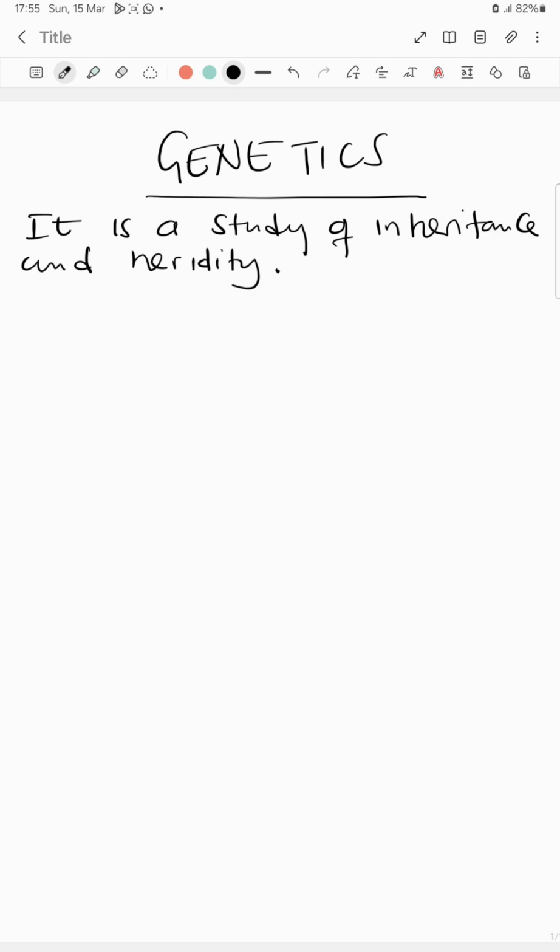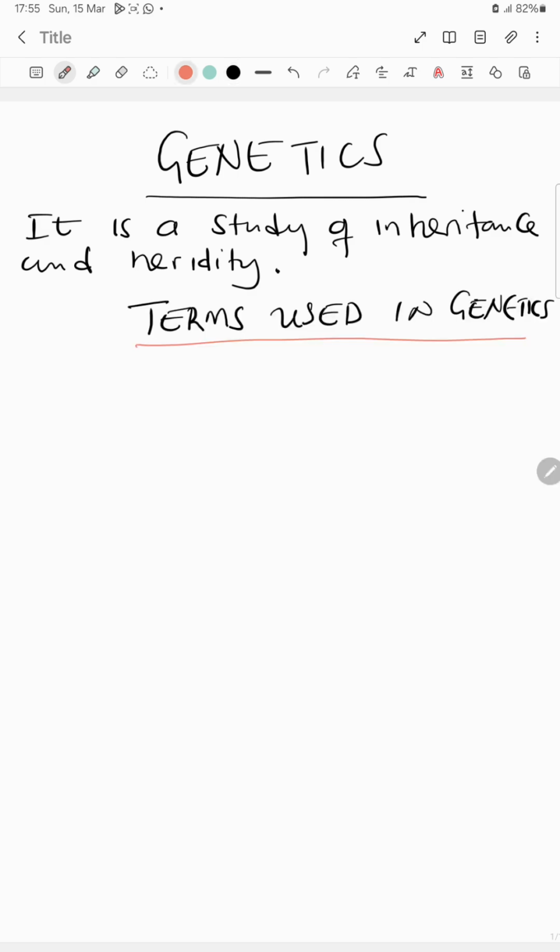We now talk about the terms used in genetics. We will look at them one by one as we learn this interesting topic. Okay, so number one, we'll talk of a gene.